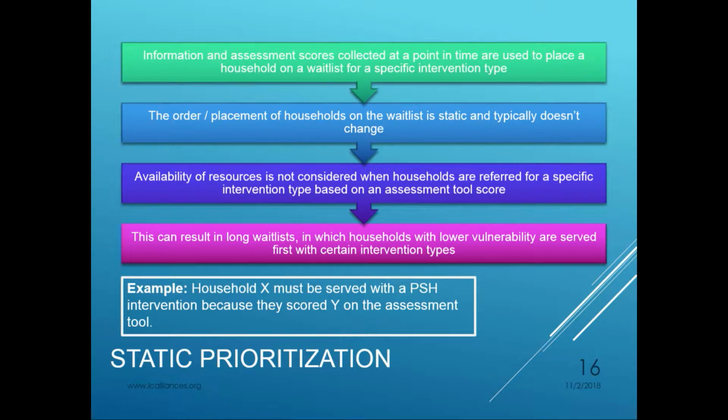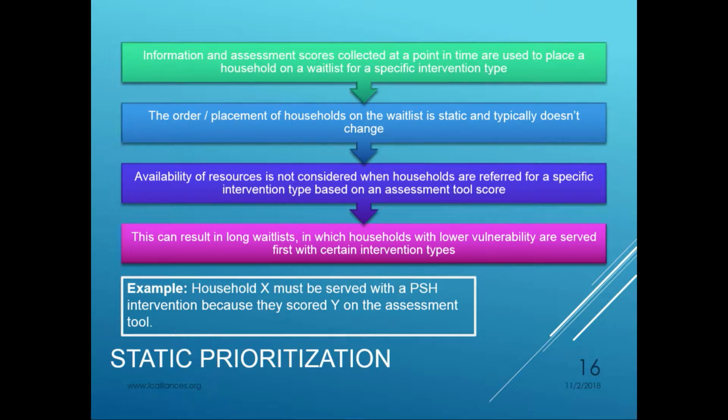So static prioritization typically uses an assessment score or set of information, often collected once, and uses that information to place households onto either intervention-specific waiting lists or a community queue. So the order in which a household is selected for a vacancy after they have been assessed and prioritized is static, and it typically doesn't change. Static prioritization does not consider what resources are currently available or soon to be available. It assigns households to a specific intervention type based on the assessment score.